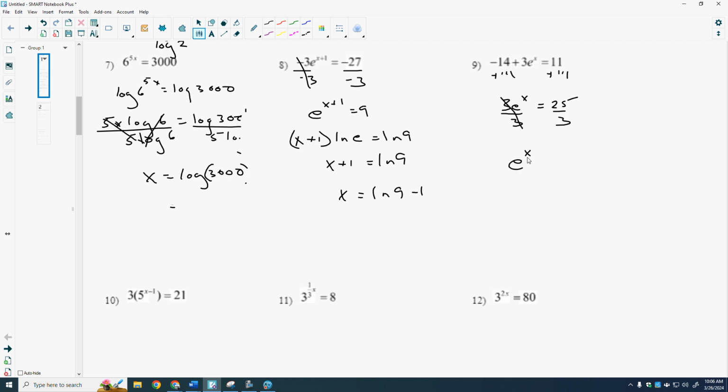I get e to the x equals 25 over 3. I would not go to 8.3 repeating. Then I'm going to take the ln of both sides, bring the x in front. Ln of e is 1, and so my answer is ln of 25 over 3.